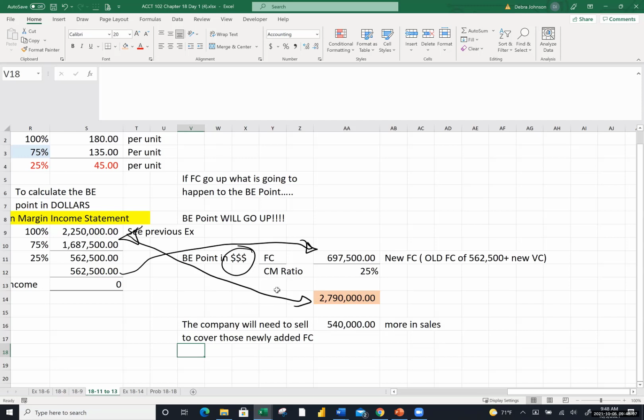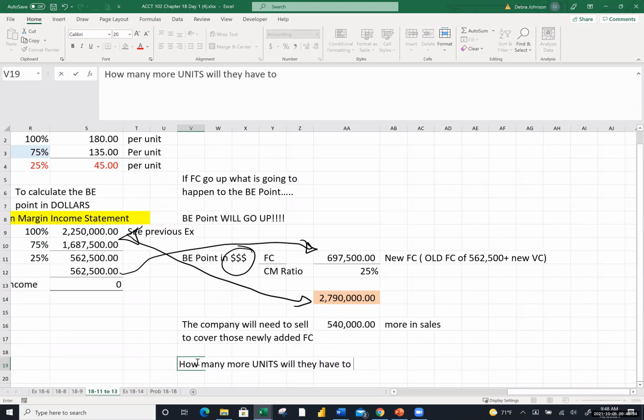There's lots of what if questions that can come up. If I were to grab that same dollar, instead of dividing it by 0.25, divide it by the $45 per unit, now I can grab the number of units that I have to cover. So let's do that, Danya. How many more units will they have to sell to break even?